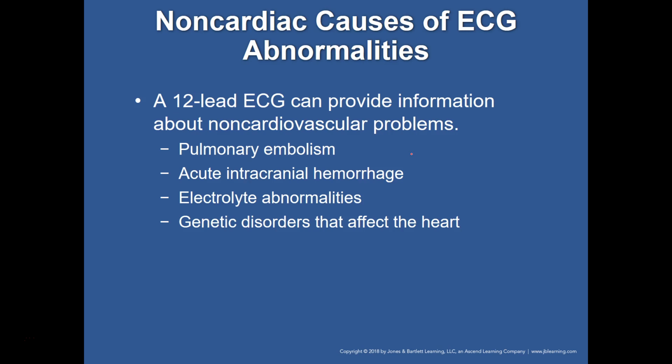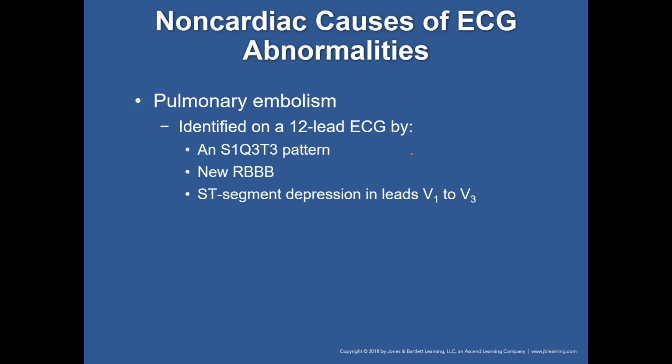12-lead ECG can provide information about non-cardiovascular problems: pulmonary embolism, intracranial hemorrhage, obviously some electrolyte abnormalities. Knowing what we do about the heart and how it works with the electrolytes, we should be able to understand that. Also some genetic disorders that affect the heart. The big thing with pulmonary embolism is going to be this pattern right here.